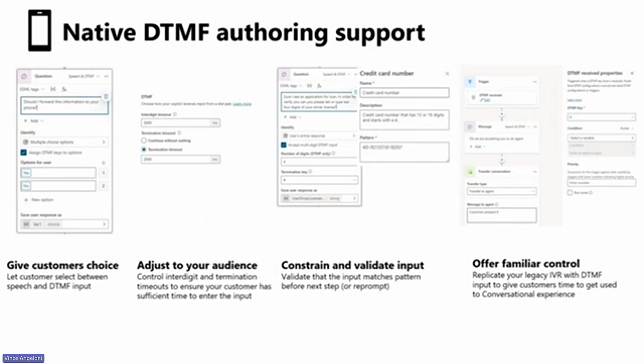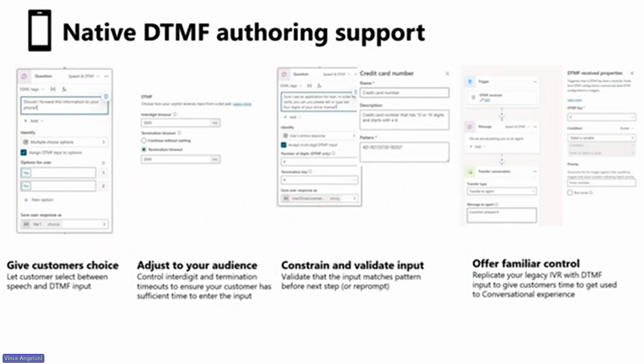In this slide, we see in detail the DTMF authoring support that we'll have in Copilot Studio. For example, it is possible to give customers choices for the input, so you can associate the digit 1 to yes, and 2 to no. You can also work with timeouts, like interdigit and termination timeout.